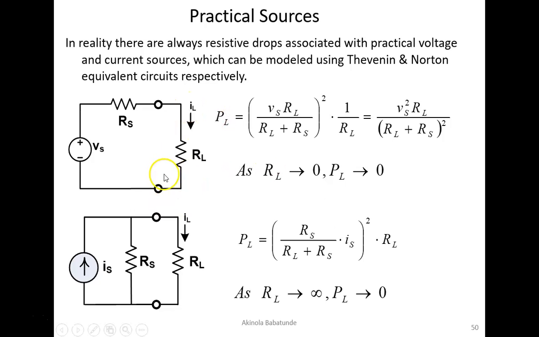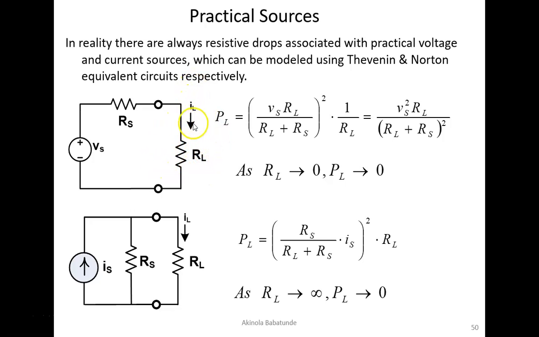What we see here is Vs, and there would always be a resistive drop associated with this voltage source, so there will be Rs here. We also have our load resistance here, and our current flowing through the load resistance. In that case, our PL will be equal to V squared over RL. Let us quickly evaluate this together. Now you can see we have a resistor here, which is Rs, and then another resistor here, the load resistance, and we have our IL.